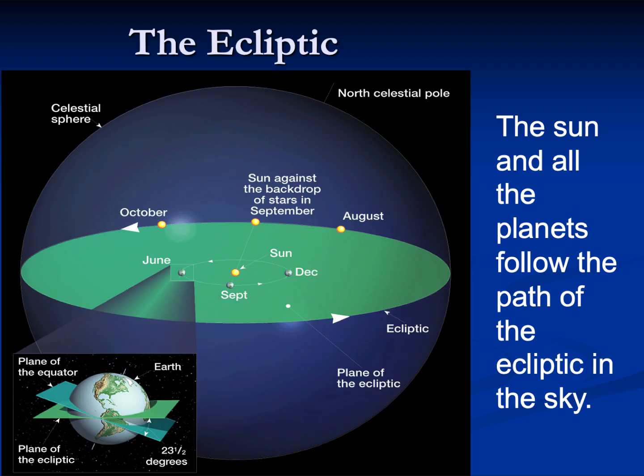Remember, the ecliptic is the path that the sun and other planets seem to follow around the Earth. The plane of the ecliptic is a flat-ish disk around the sun where all the major planets of the solar system orbit. Notice in the smaller picture it shows that the plane of the ecliptic, as compared to the plane of the equator, is tilted. Earth is tilted at about 23.5 degrees.